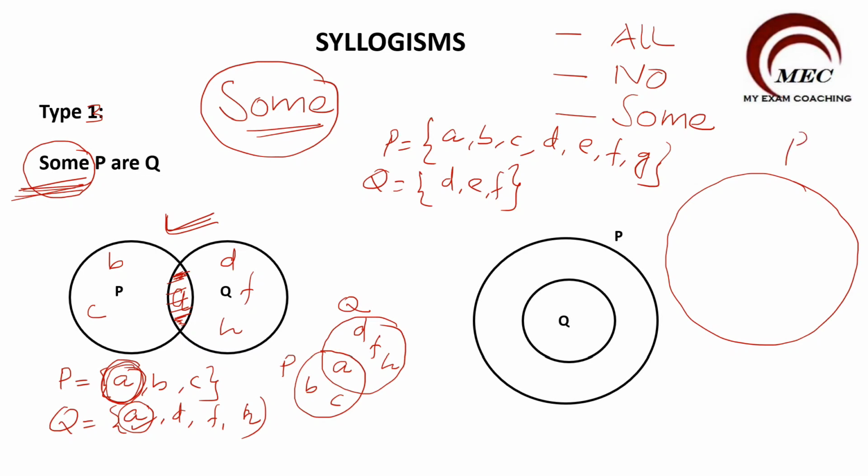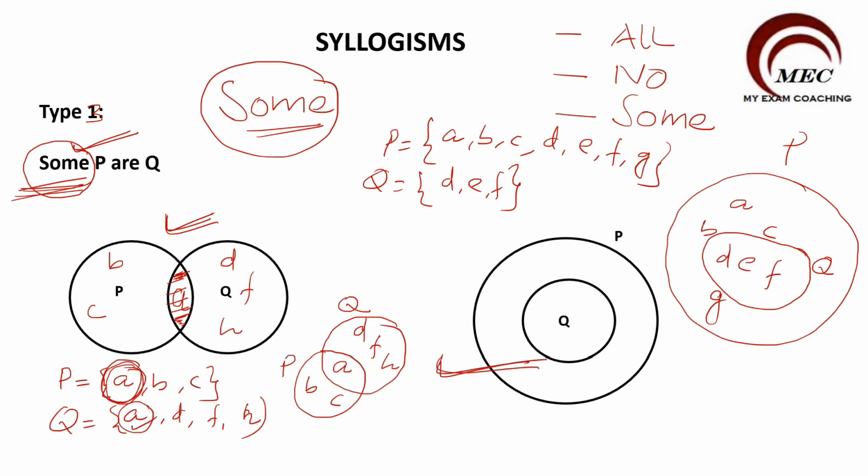So this is your set P in which we have A, B, C, D, E, F, G, this much. But in Q, we have D, E, F only. So Q will be like this. This is Q. That means some part of P comes in Q. Not every letter, only some part comes in Q. Thus, whenever you have this word some, you can draw it like this also.